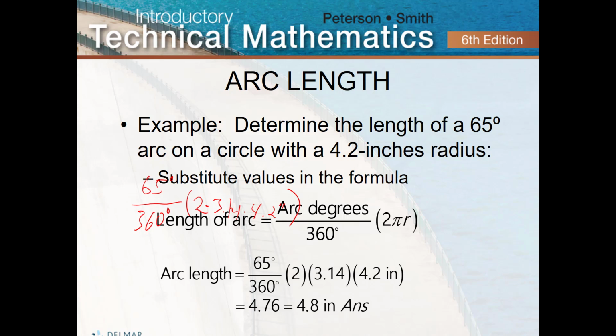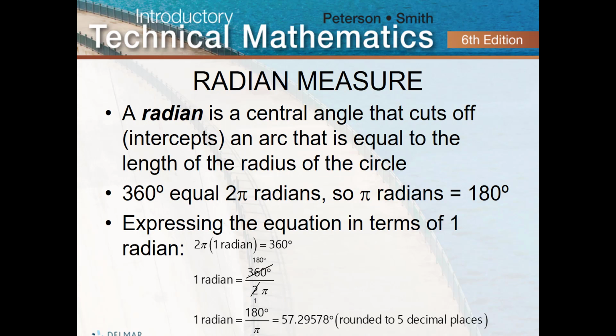Yeah, right there. So this is 5 over 360 multiplied by 2 times 3.14 times 4.2 inches, which will give us 4.8 inches. All right, these are pretty straightforward. You just have to remember the formula, make note of it, mark it down, put it in your notes. It'll help you on the test.